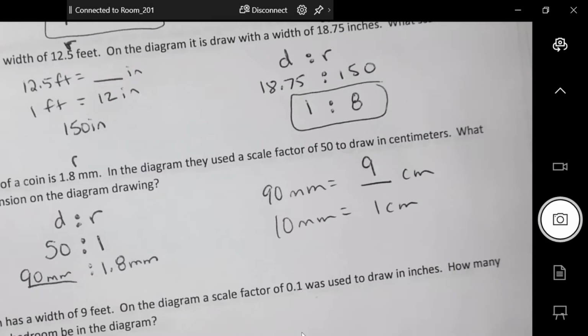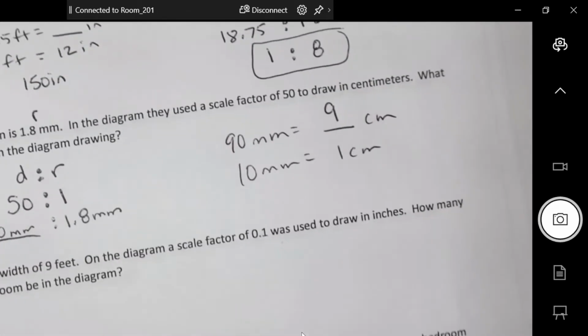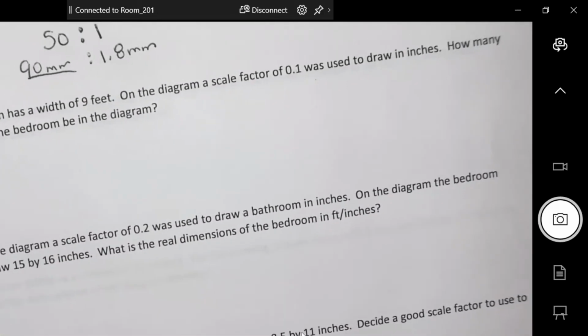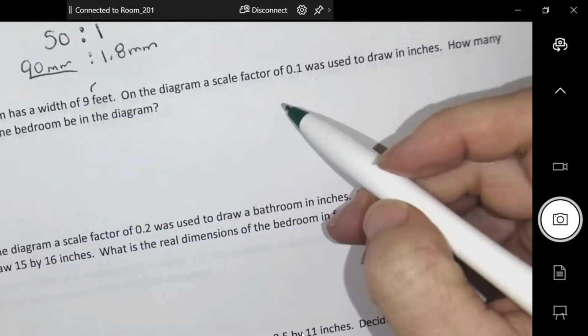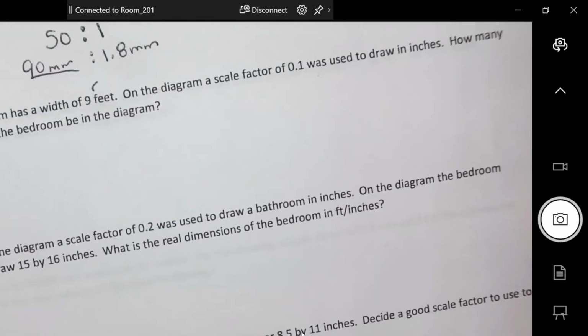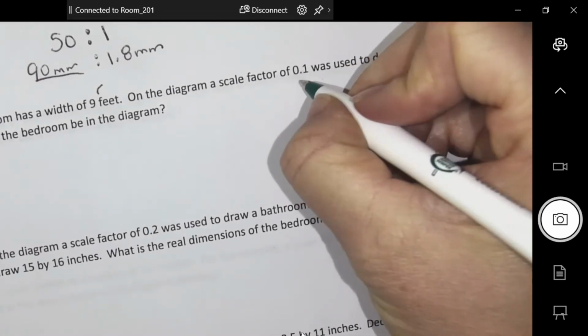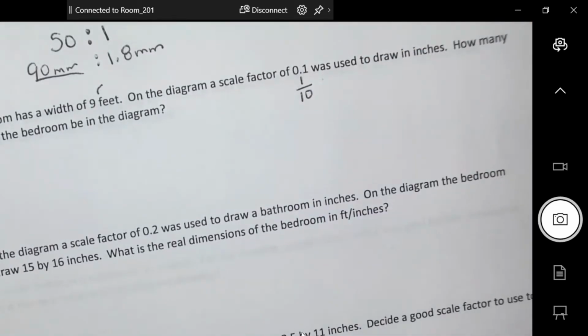Okay, a bedroom has a width of 9 feet. So that's a real life. A scale factor of 0.1 was used. I don't like how I wrote this. I probably would have written this question differently. Do you understand that that's 1/10?